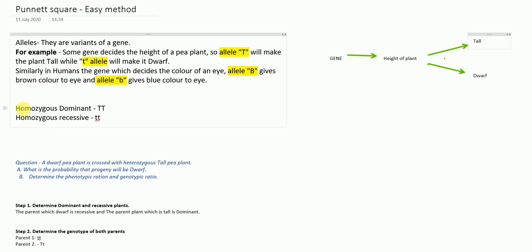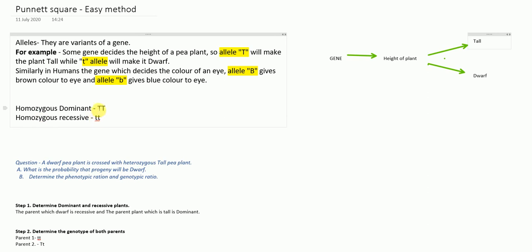So, now let's understand what homozygous dominant means. We have understood what dominant and recessive mean. Now we need to understand what homozygous means. In the term homozygous, homo means one. So in homozygous dominant, both of the copies of the allele are the same. Here, as we can see, we are having two copies of capital T, and here we are having two copies of small t.